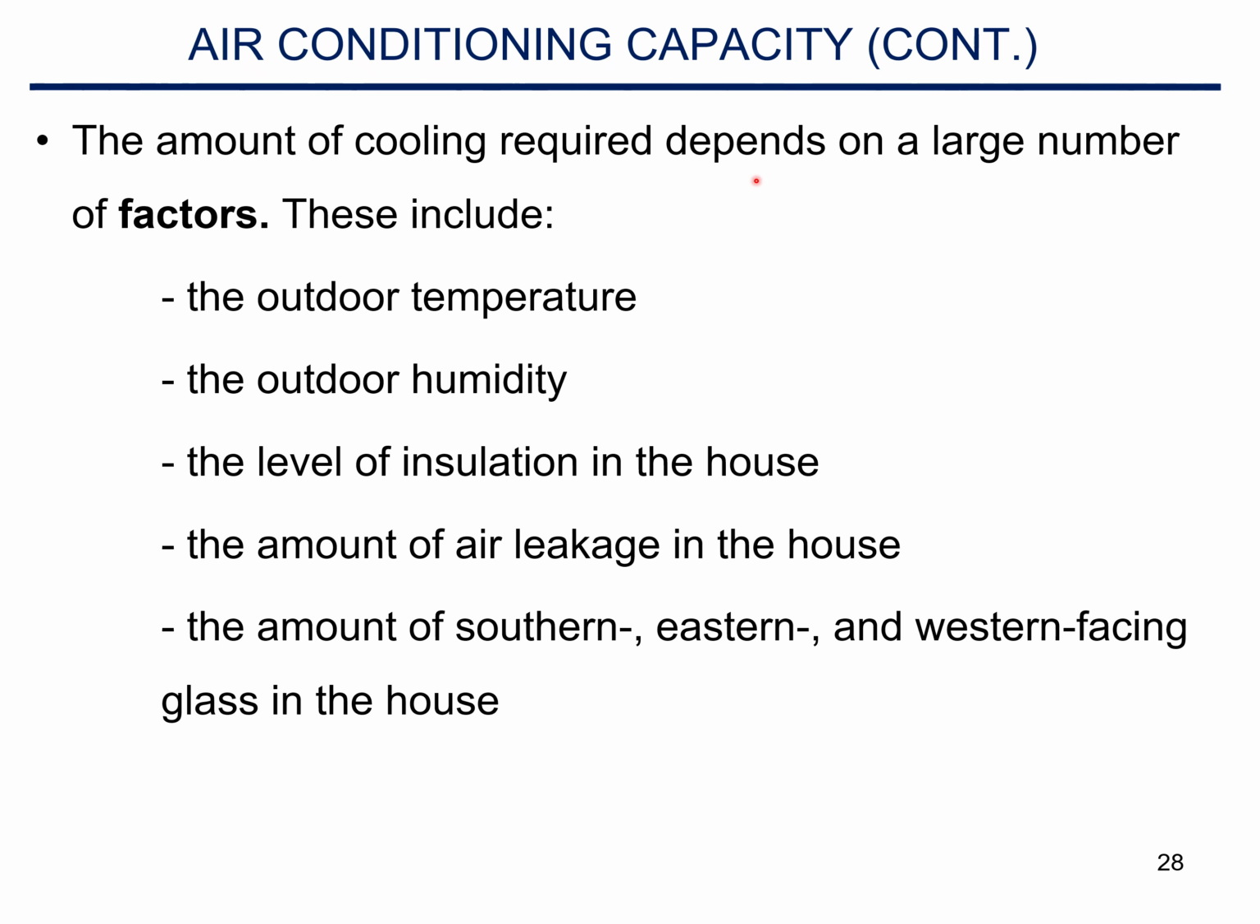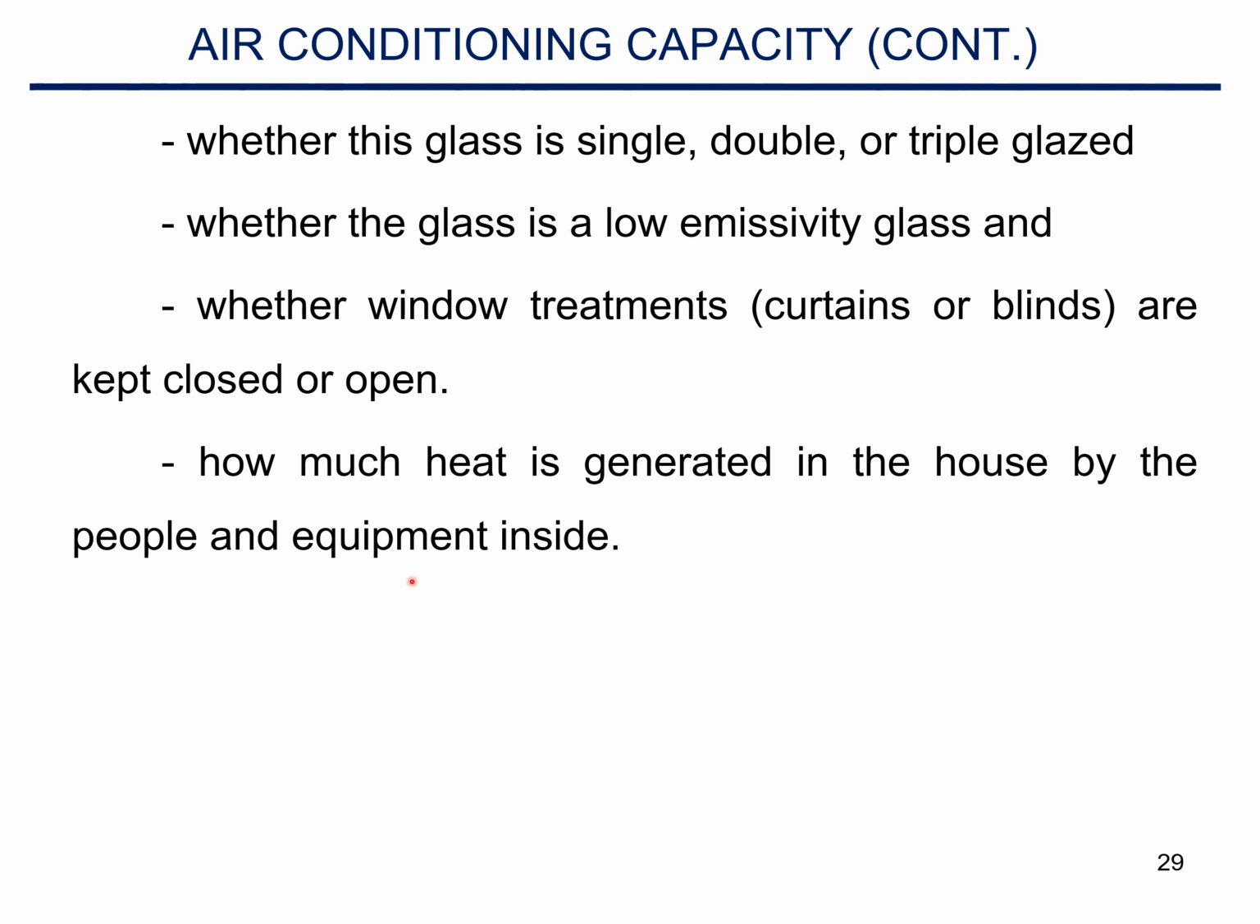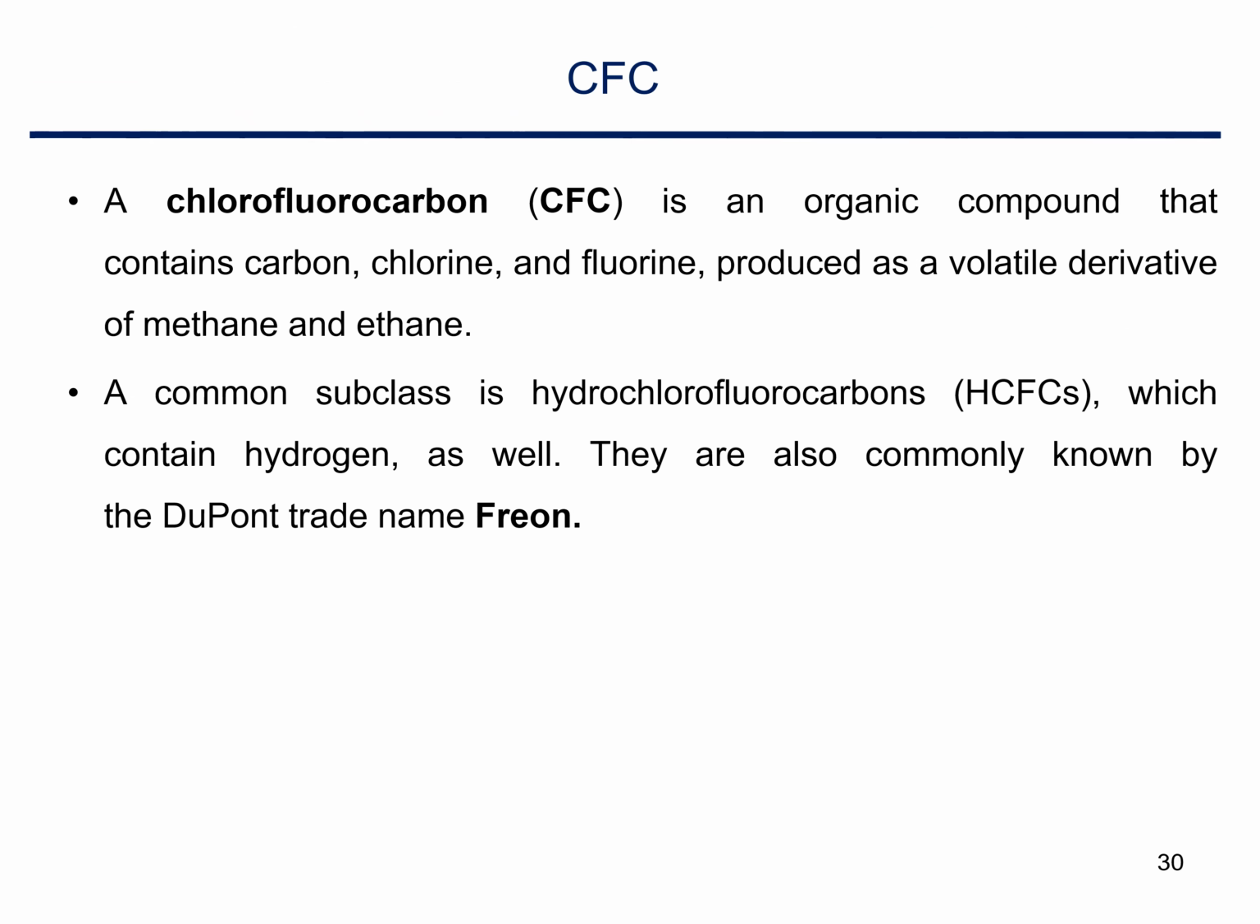The amount of cooling required depends on a large number of factors like outdoor temperature, outdoor humidity, level of insulation in the house, amount of air leakage in the house, the amount of southern, eastern, or western facing glass in the house. That means your location, in which direction your house is facing, whether the glass is single, double, or triple glazed, whether the glass is low emissivity glass, and whether window treatments are kept closed or open, and how much heat is generated in the house by the people and equipment inside.